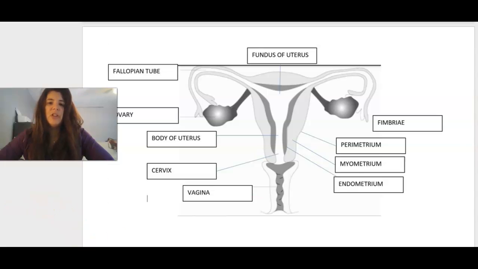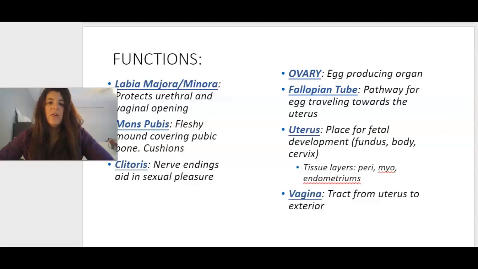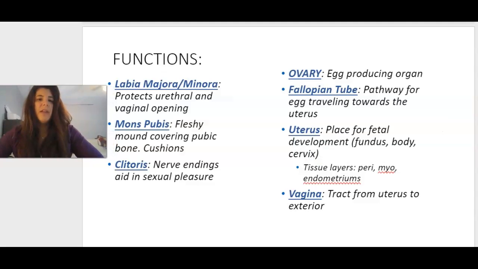So looking at some of the functions of these particular structures, you can see here that the function of the labia majora and minora is to protect the urethral and the vaginal openings. And then, like I said, the mons pubis, which wasn't really diagrammed on the diagrams that we just went through, is this fleshy mound just right in front of the pubic bone, and it plays a role in cushioning during sexual intercourse. And then the last external structure was the clitoris, which, like I mentioned, is a nerve ending that aids in sexual pleasure.